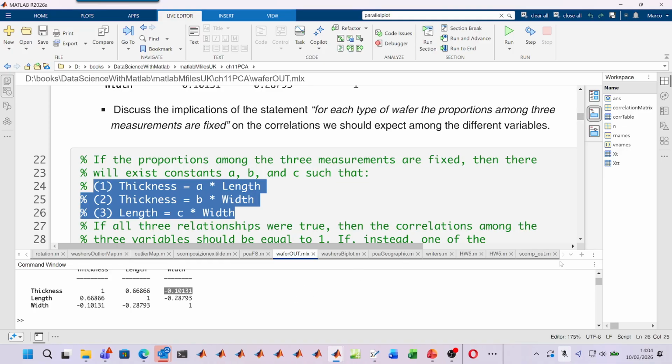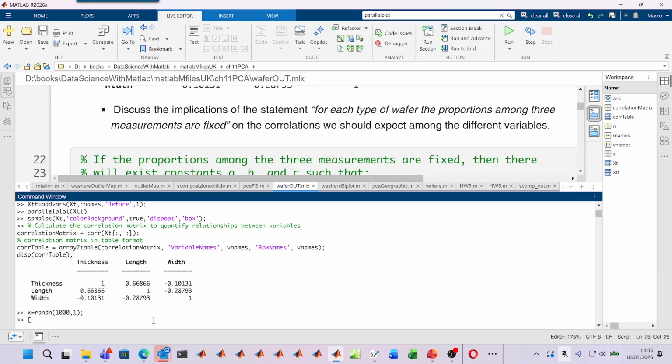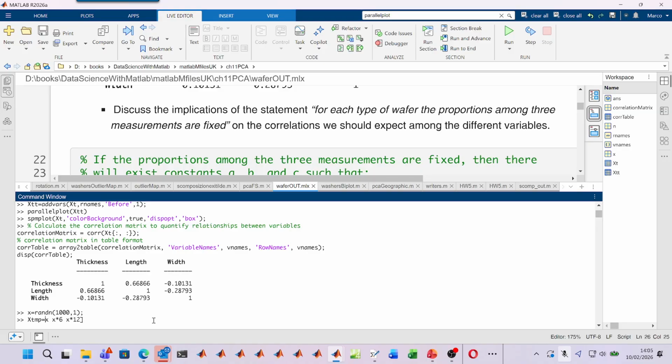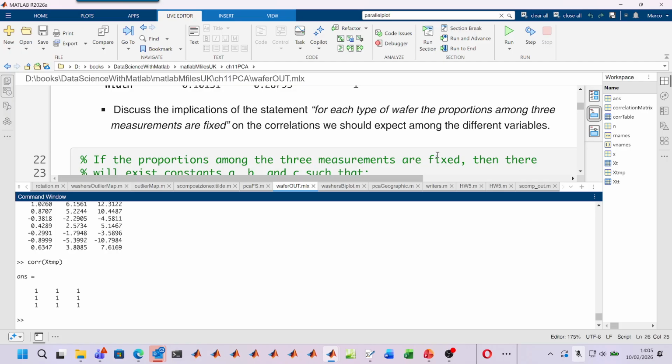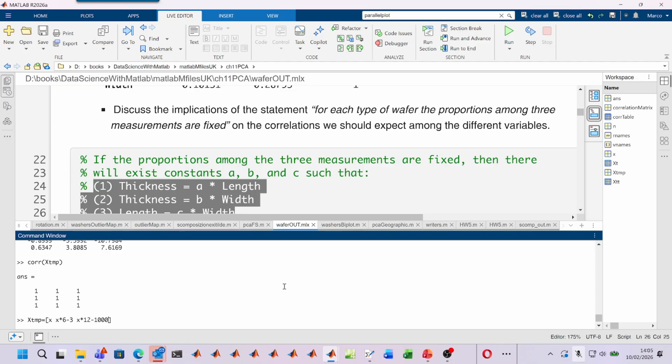Well, you want to see it. X is equal to randn, for example, 1000 by 1. And then you do xTMP equal to x, x times 6, x times 12. So 3 variables. The cor of xTMP is a 3 by 3 matrix of ones, clearly. And this is what you expect if the proportions were fixed. Now, on the other hand, if you have something like this, the correlation is what?